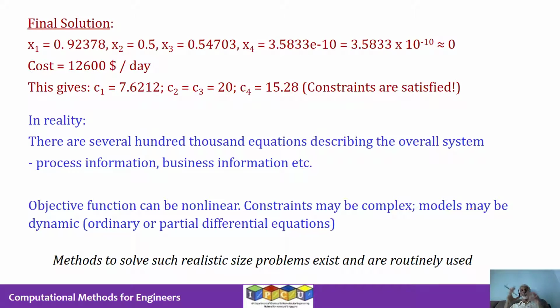Now, when you solve the problem ultimately, you're going to get x1 to be about 92.4%. You're going to get x2 to be 0.5 or 50%, and x3 to be 0.547, and x4 to be almost 0, in the order of 10 to the power of minus 10. So you can say x4 is almost 0. That means you do not require treatment plan 4 because the other cities are doing a fabulous job that even if city 4 puts out its waste into the water stream, it is not going to violate the environmental constraints.